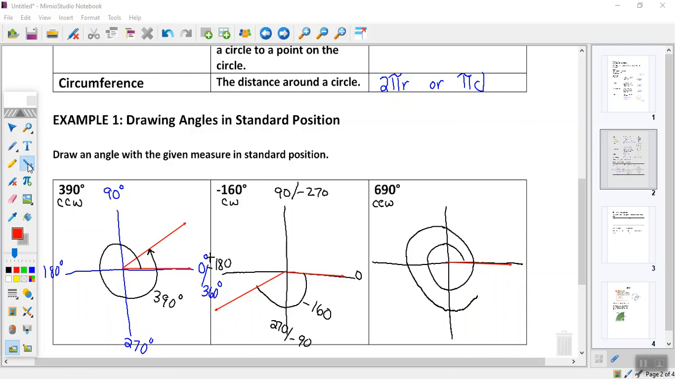So I guess the first question is, I don't expect these to be perfect, but what I do expect is to make sure you have that terminal side in the proper quadrant. Did you guys end up with the terminal side in quadrant 4 there? Yeah. Okay. Cool.